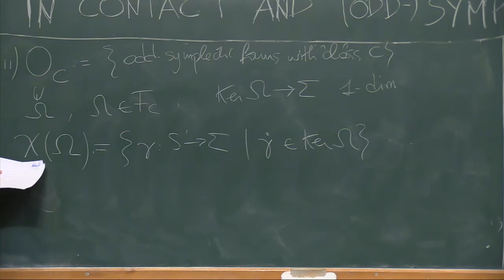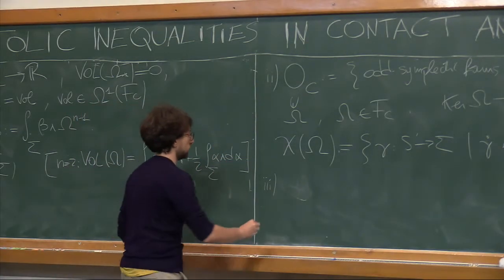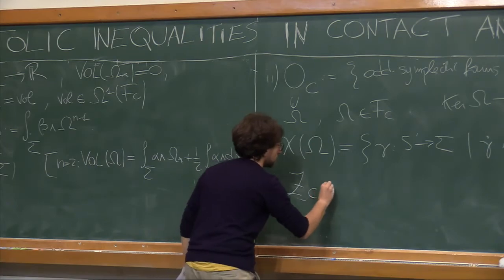Okay, and we want to give a variational principle for this kind of curves. In order to do that, we do this in a very specific setting. So the setting where we have a Zoll odd symplectic form, which is the next ingredient.